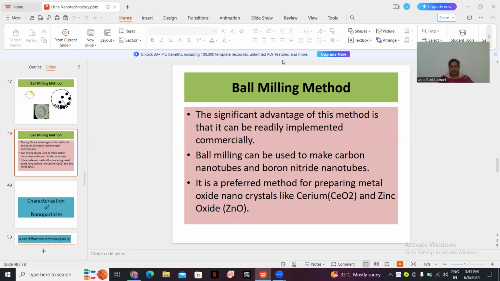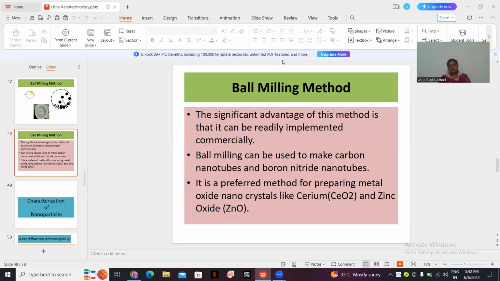Okay, and here the advantages of the precipitation method: this method is simple, low in cost, and a rapid method for preparation of nanomaterials. It gives fine and uniform size nanoparticles. And in this precipitation method, the reaction temperature is very low. These are the advantages of the precipitation method.